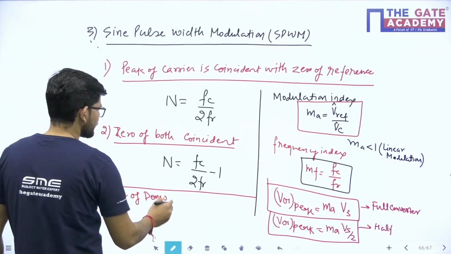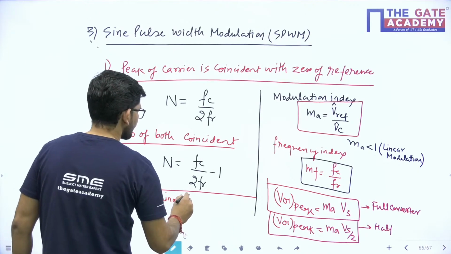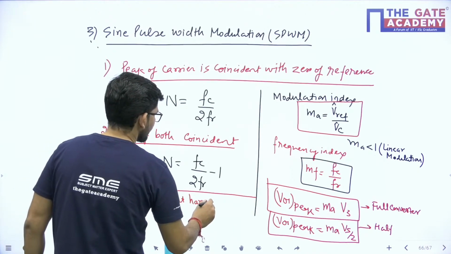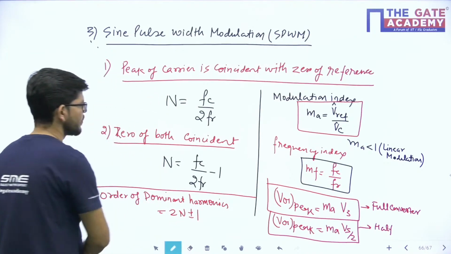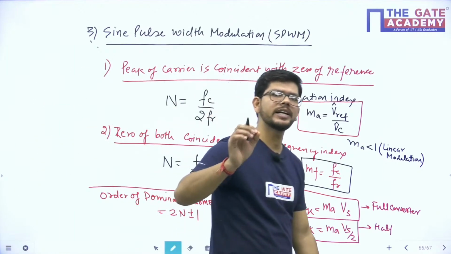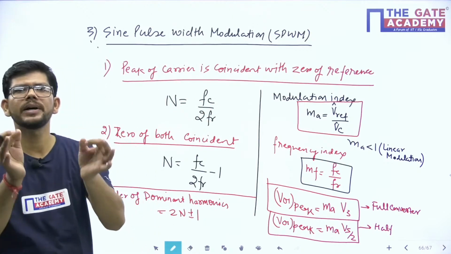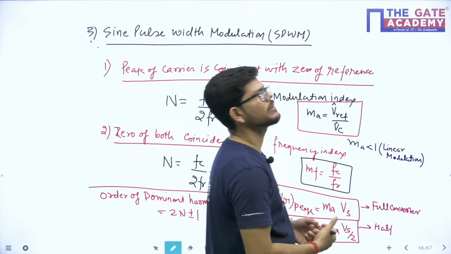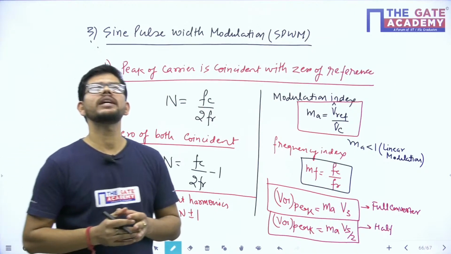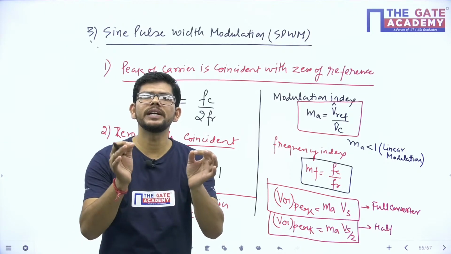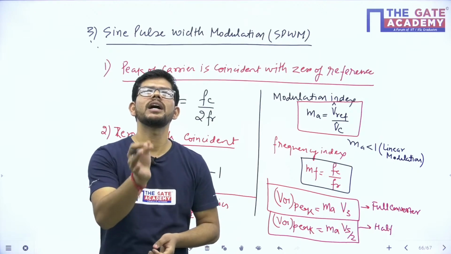Another more important formula: order of dominant harmonics is equal to 2n plus minus 1, where n is the number of pulses fed per half cycle. If you increase the number of pulses fed per half cycle, the order of harmonics will increase. Higher order harmonics are easier to filter out, so it is better practice to increase the number of pulses fed per half cycle.